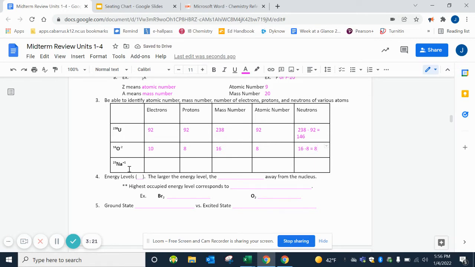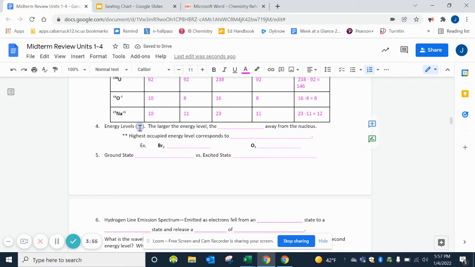And then finally, sodium is number 11 on the periodic table, so it has 11 protons. There's a charge of +1, and remember, a positive charge means you lost 1 electron, so there's 10. The mass number in the upper left-hand corner is 23. So for our neutrons, we would say 23 minus 11, and so we have 12 neutrons.